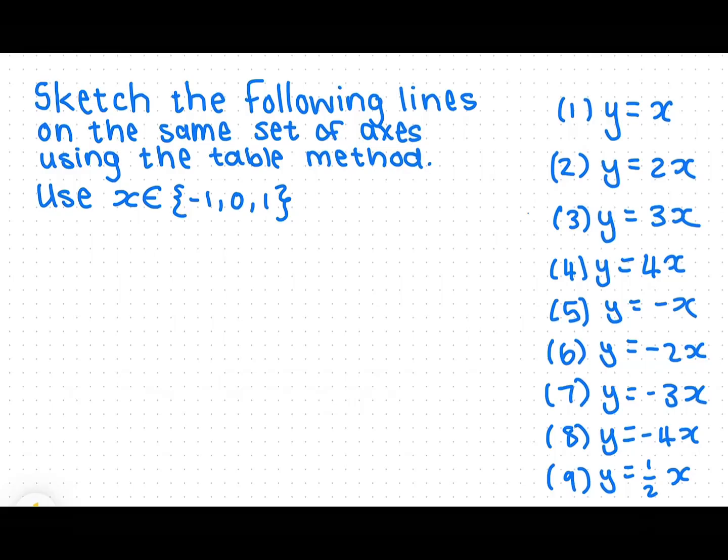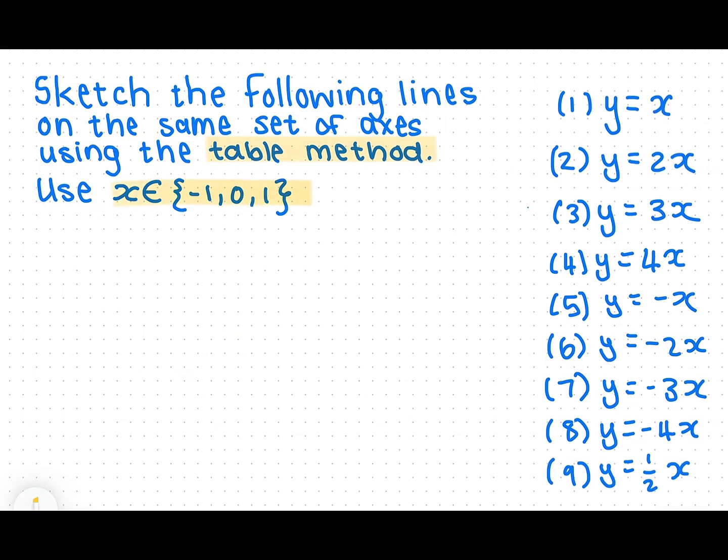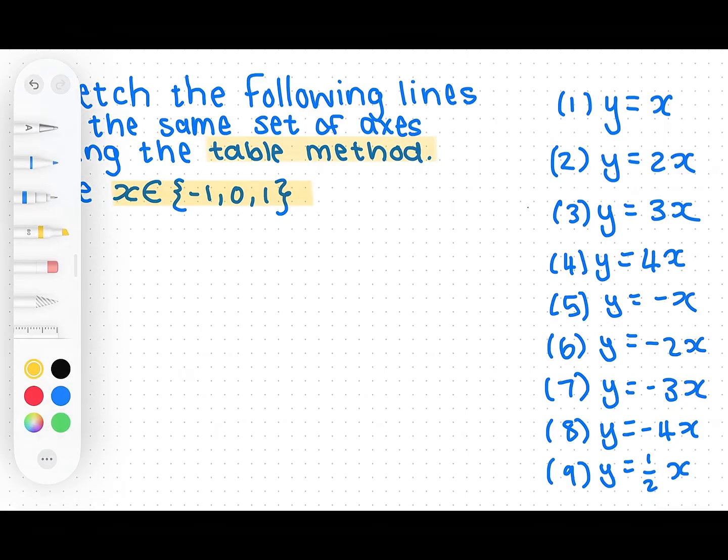Sketch the following lines on the same set of axes using the table method and x values ranging from -1, 0 up until 1. The lines that we need to sketch are on the right hand side of our page, labeled 1 till 9.